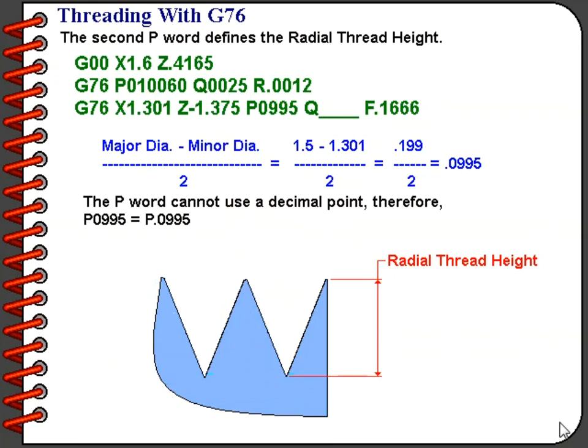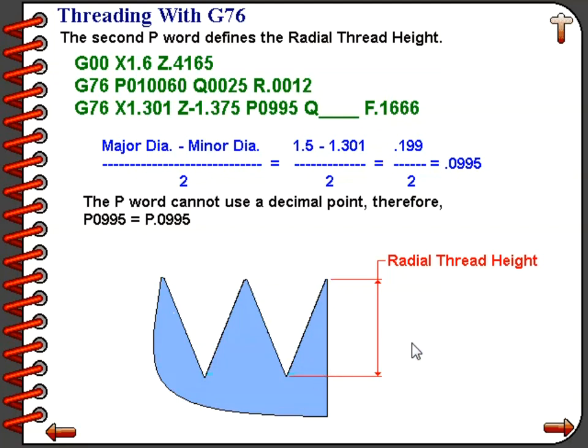Now on to the second line of G76. We've already learned that the X word will be our minor diameter for a male thread, and the X word would be the major diameter for a female thread. The Z word specifies the length of the thread, or the Z endpoint of that thread. The P word, again not allowing a decimal point, specifies the radial thread height, how far it is from the peak to the valley on one side of the thread.